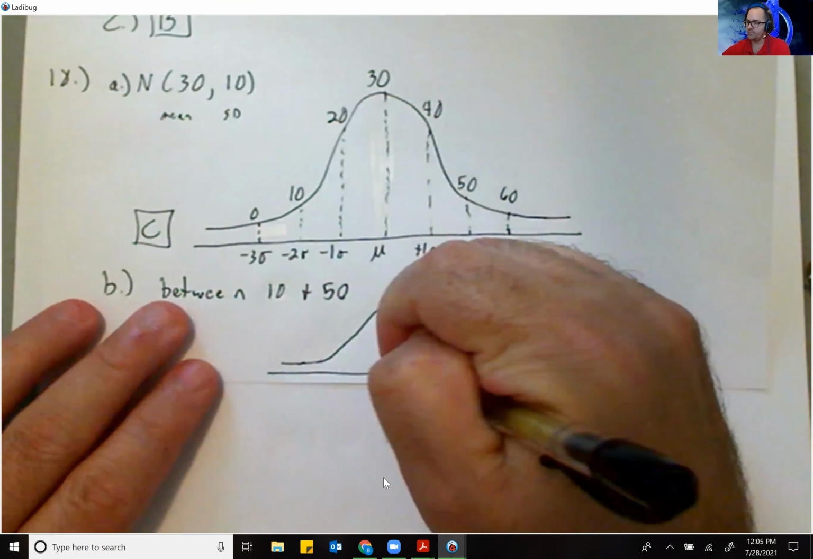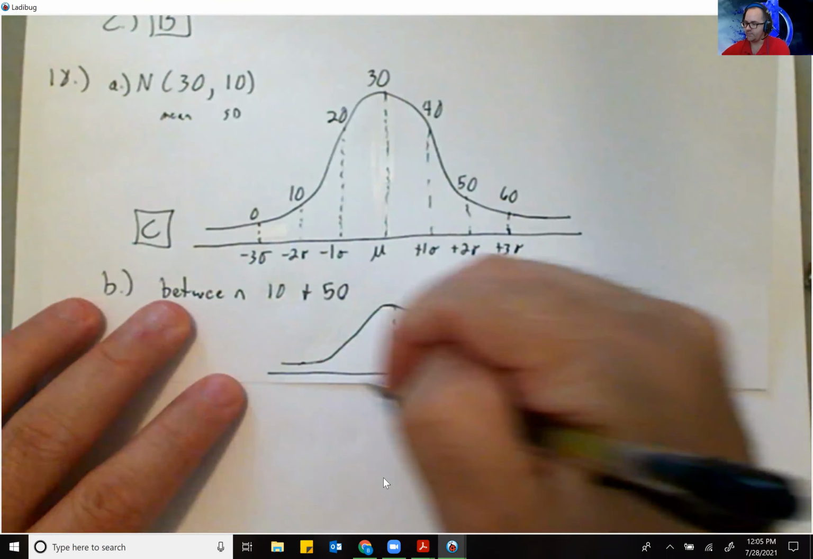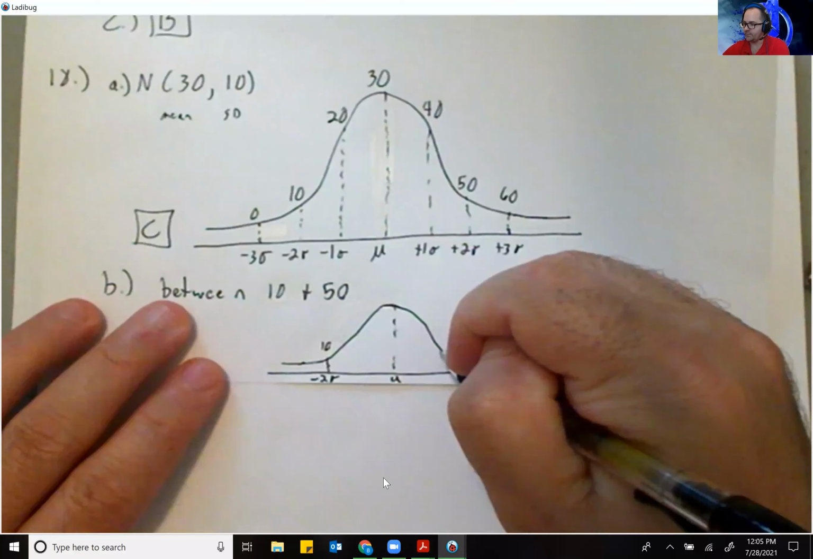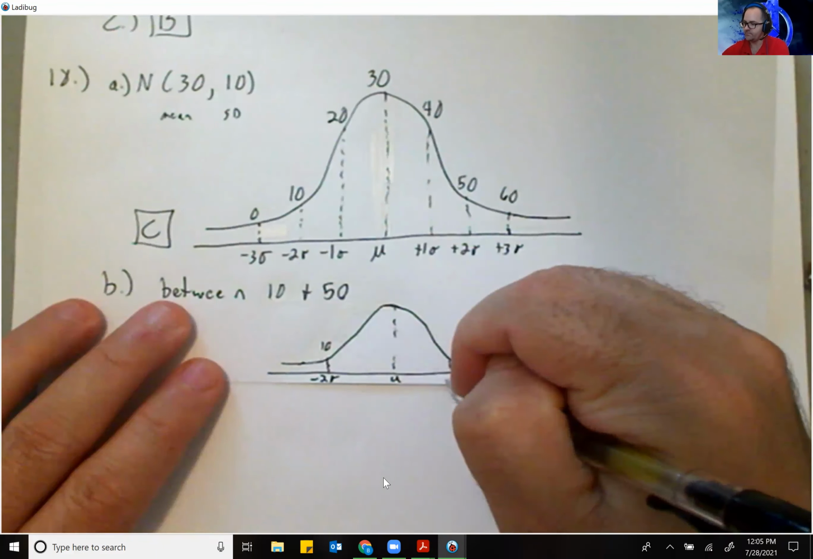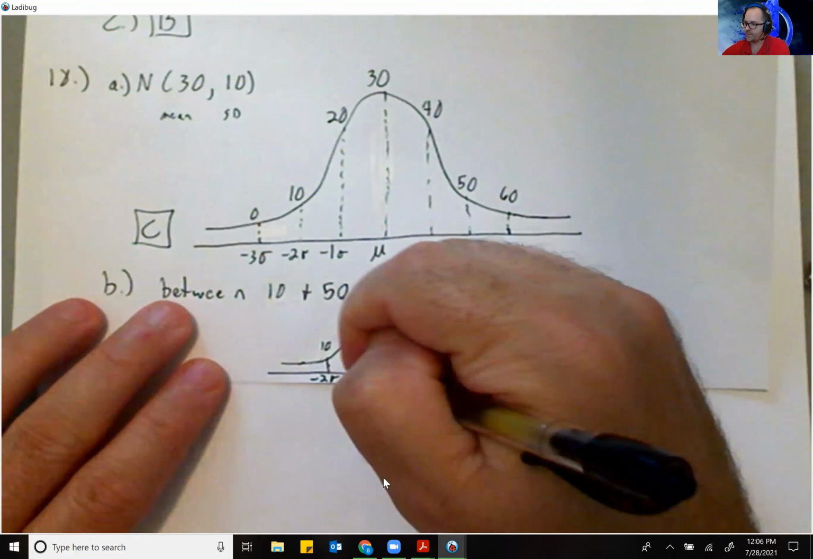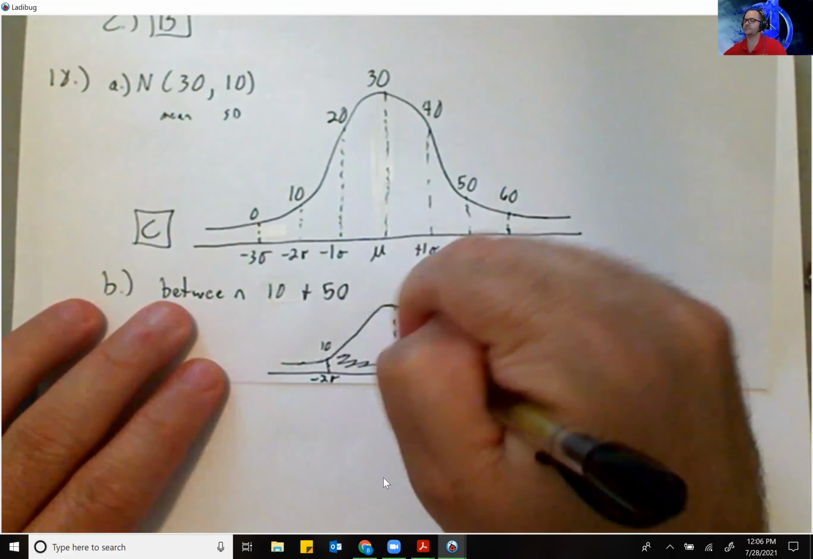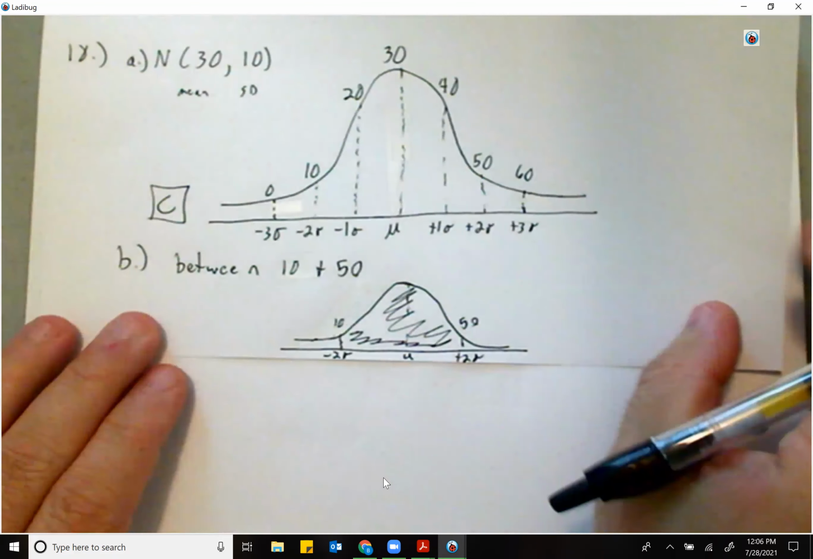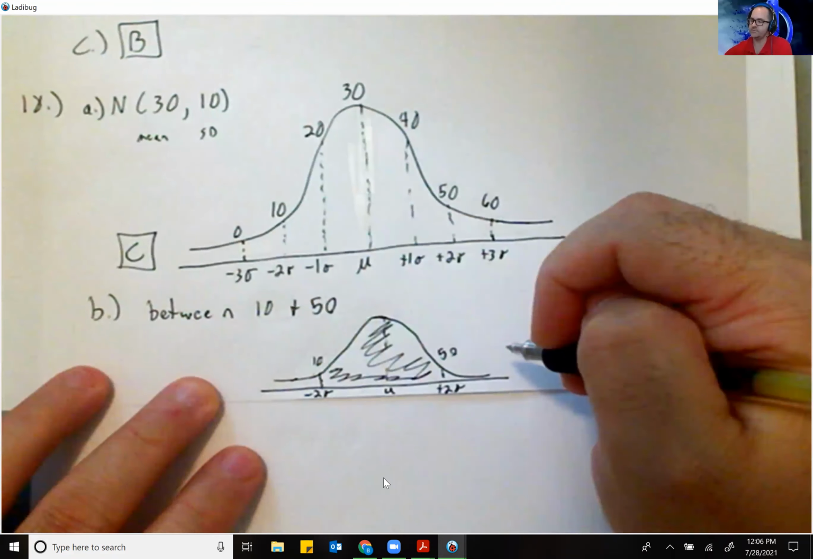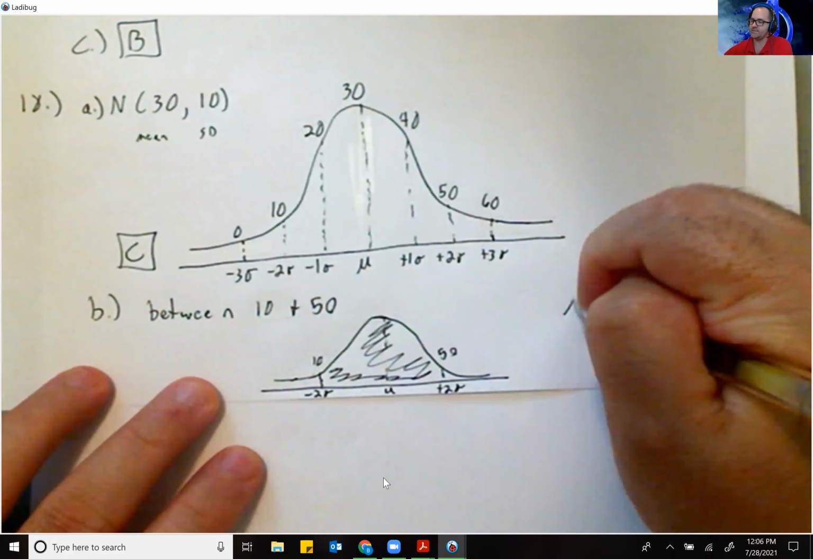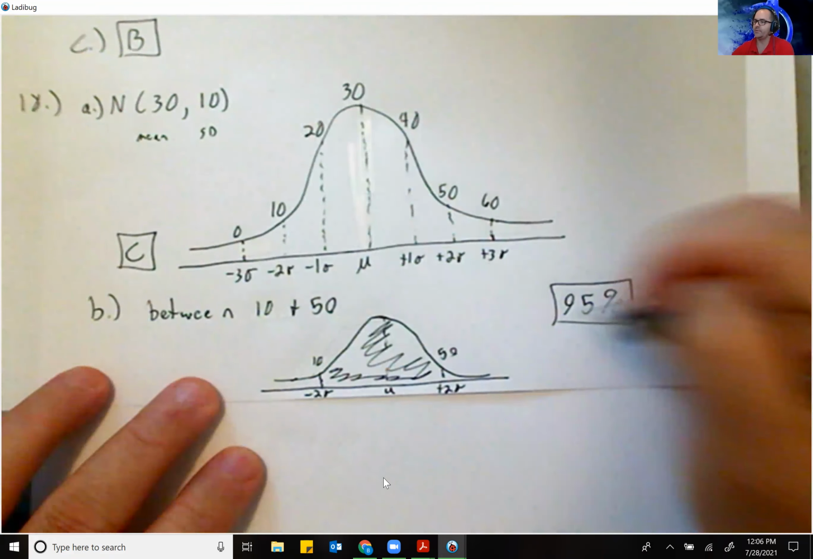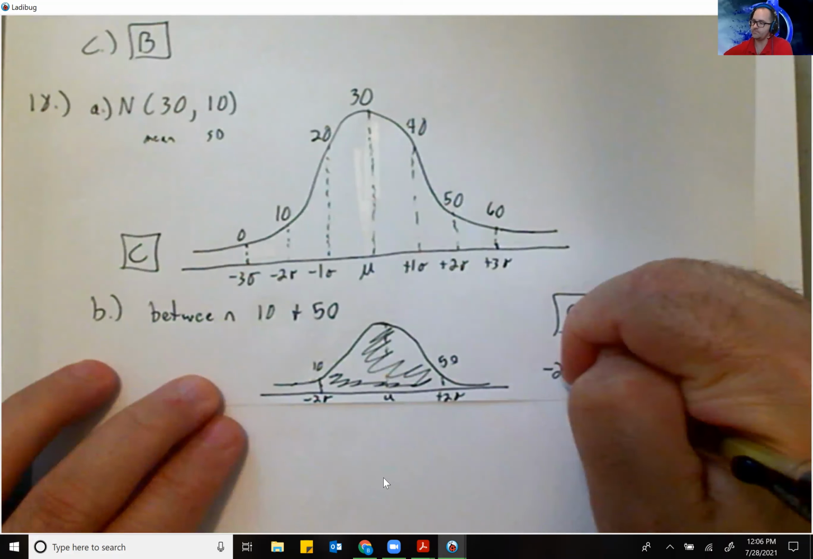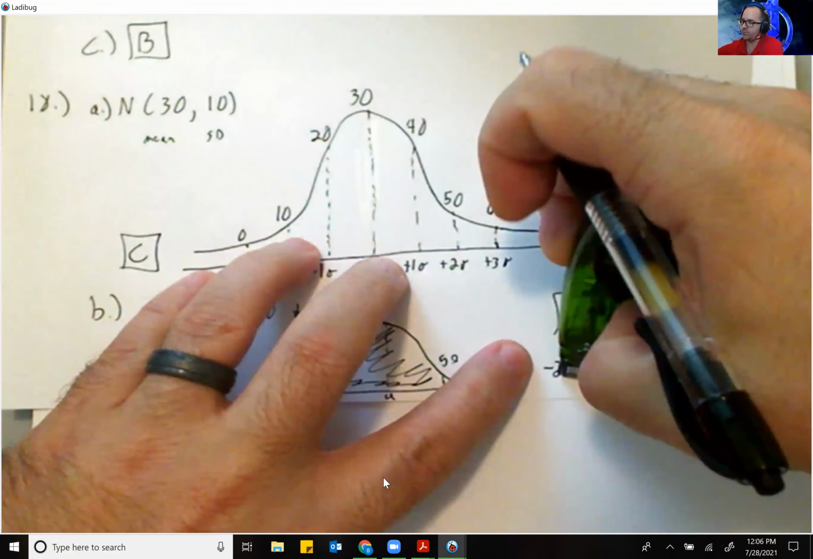So this is mu. 10 was down here at -2. And 50 was up here at +2. So we're talking about this. And so you said it's how much? 95. 95. I love it. Because that is the percentage that is between two standard deviations from the empirical rule.